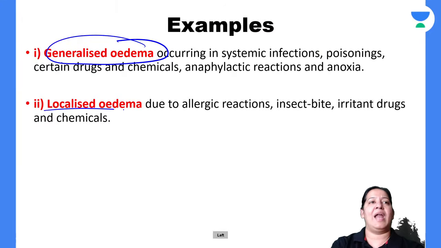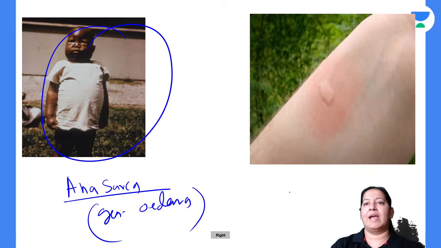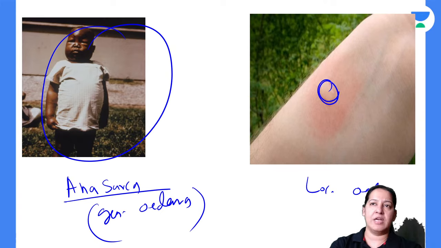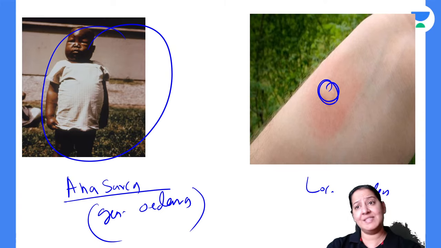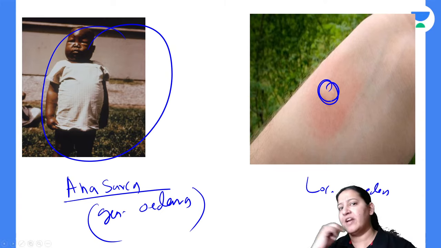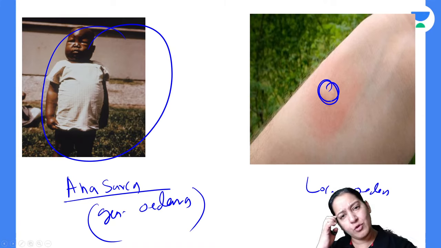Or the edema is localized to one point only. Can you see a localized edema? You may have faced it during a mosquito bite. If a mosquito or any insect bites you, you have pinpoint edema. Edema at that point only. Have you ever thought why it is happening? What is the reason of this localized edema?